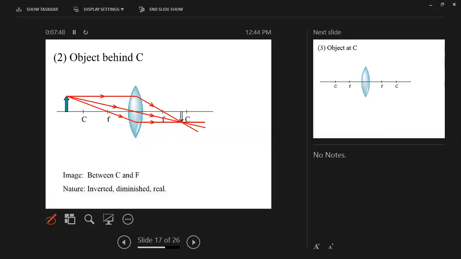It's going to be inverted, meaning upside down. It is going to be diminished, that means smaller than the object, and it's going to be real because it is formed due to converging light rays, okay?